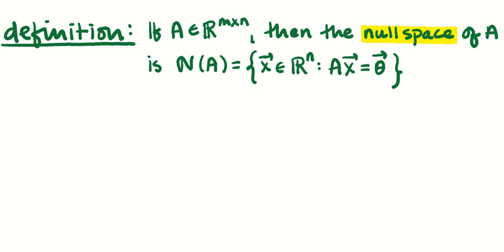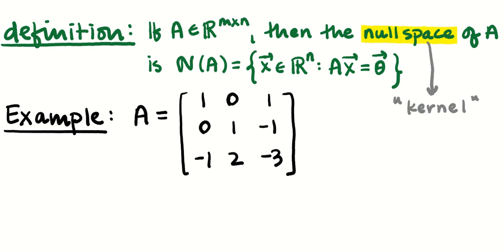Now, by this point in the course, we've actually been computing this quite a bit. We've solved homogeneous systems. We've row reduced to figure out the solutions to the equation Ax equals 0. And now we have a name for it. It's called the null space. I will also mention that some textbooks, some people, and some other places might call this the kernel, the kernel of A.